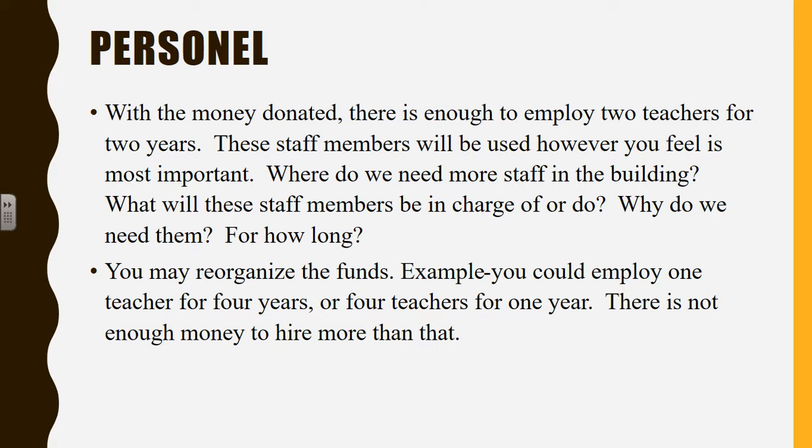At the bottom here, the second bullet, these are kind of your restrictions. You could employ one teacher for 4 years. You could have 4 teachers for 1 year. There's not enough money to go beyond that. Paraprofessionals, you could invest the money in quite a few more of those. A police officer, something like that. And if you have any questions on specifically how that money would be spent and how much money you have, just let me know.